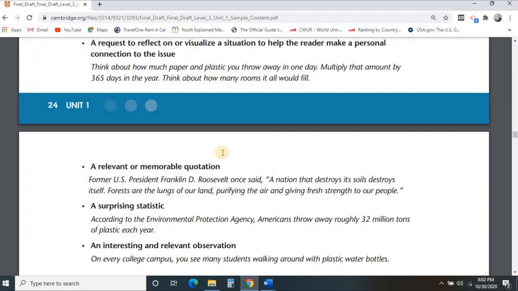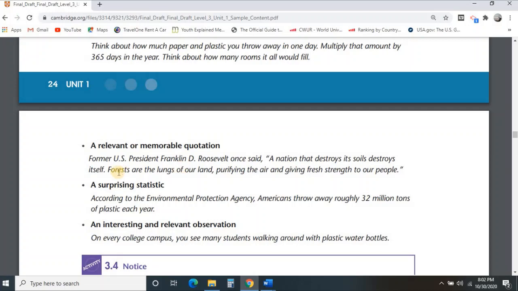Or you can also make the hook a relevant or memorable quotation. Example: former US President Franklin D. Roosevelt once said, "A nation that destroys its soils destroys itself. Forests are the lungs of our land, purifying the air and giving fresh strength to our people." This is a good quote. You can start your introduction with an interesting quote like this one, and make sure any quote you want to start with is very relevant to the topic you will be discussing in your essay.